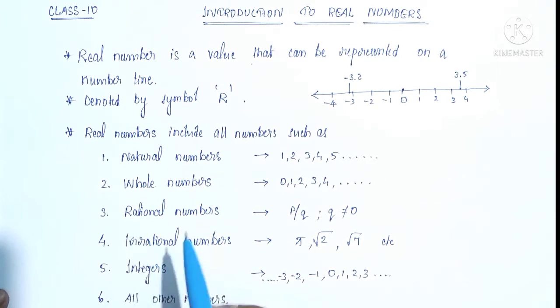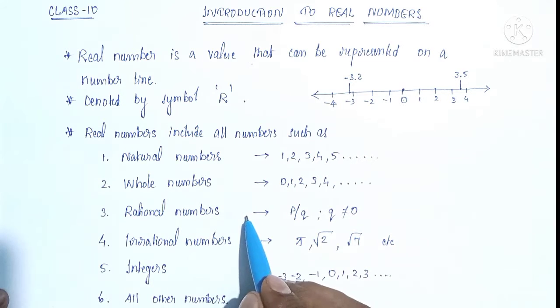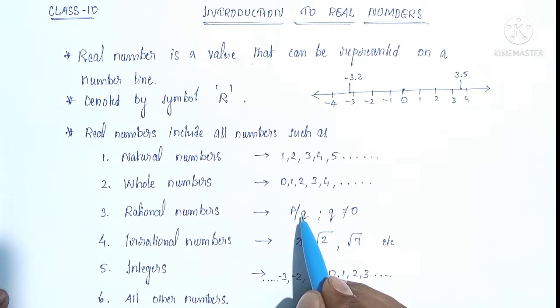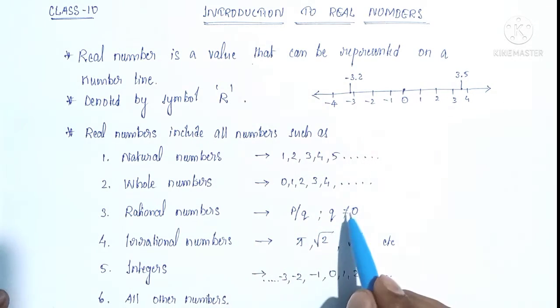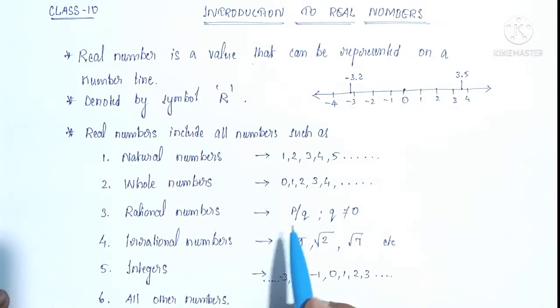Then the next one is rational numbers. Any number that can be written in the form p by q is known as a rational number. And here q should not be equal to 0. Any numbers that can be written in the form p by q.